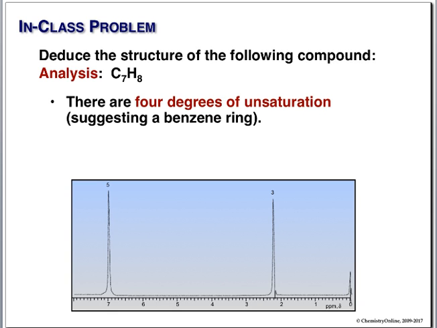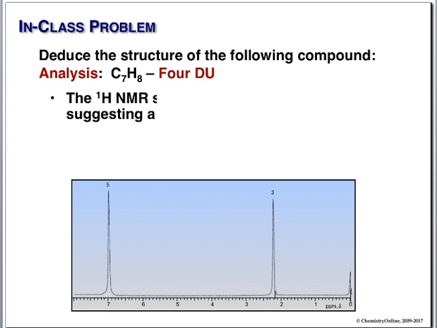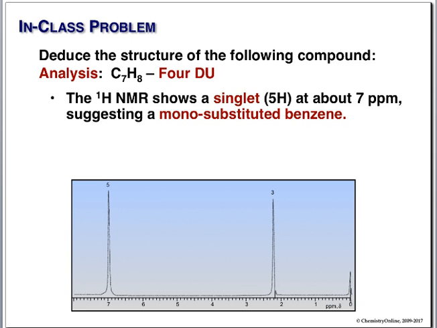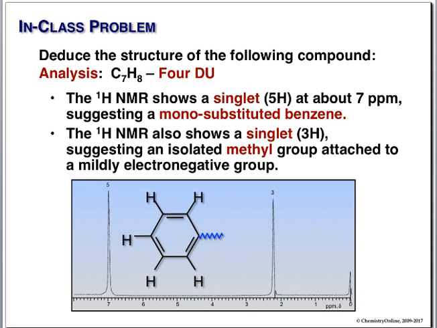So what are the parts here? We have a monosubstituted benzene, and this is what it looks like. And what's attached here? A methyl. This is toluene.